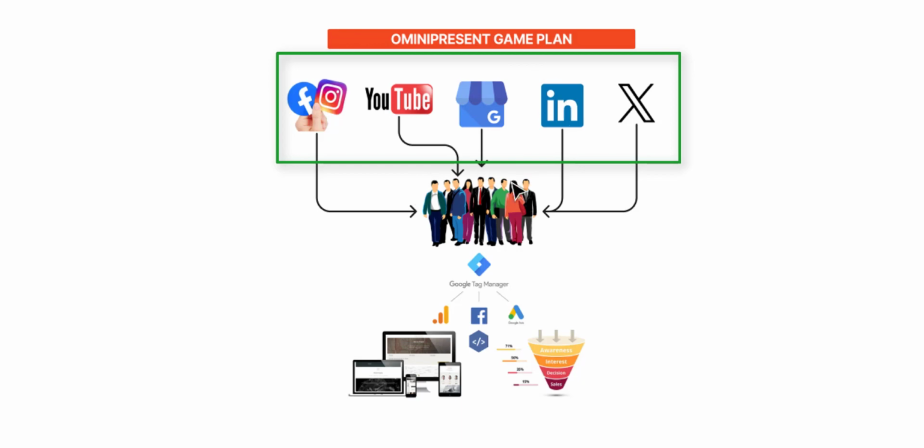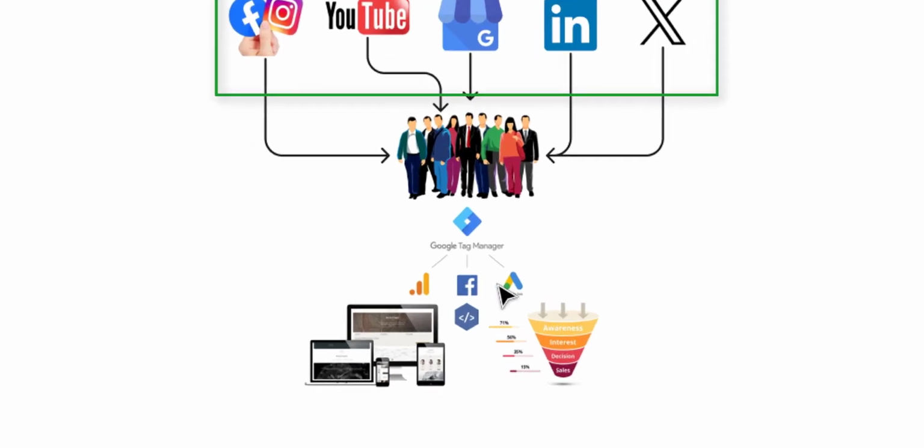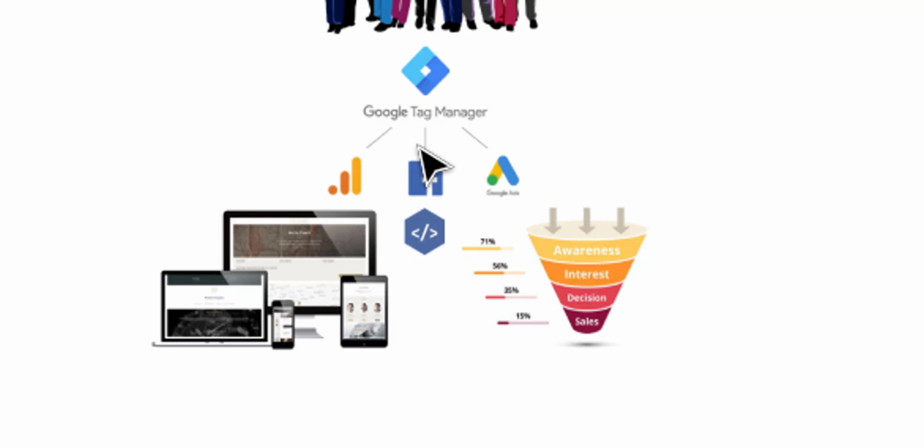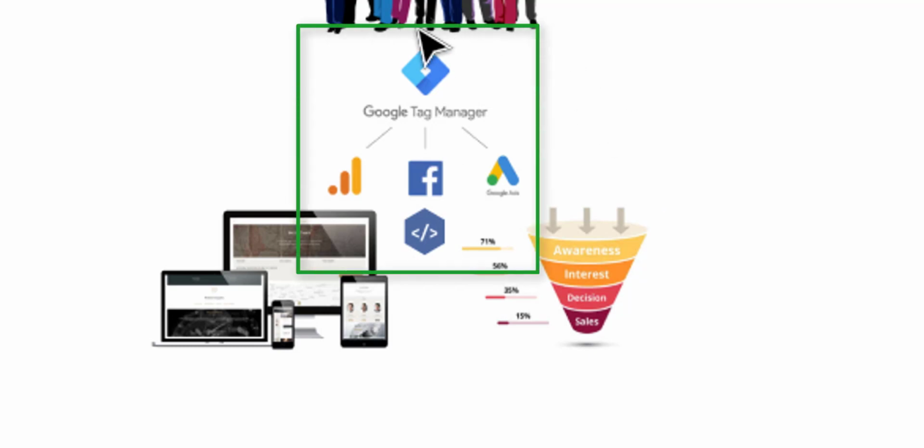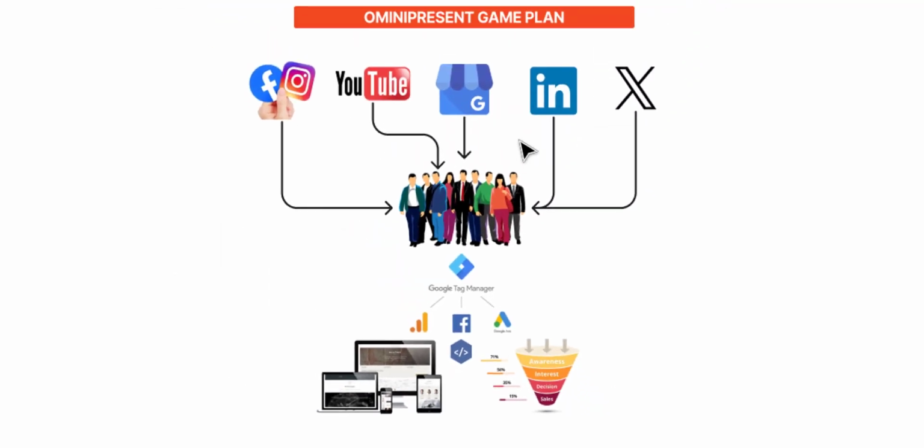As we engage with a client, we link it to a tool called Google Tag Manager. This Google Tag Manager is linked to Google Analytics, the Facebook Pixel, and Google Ads, depending on the platforms you're working with. So as all these people are engaging with our content, we are collecting all this data and tracking all this data.